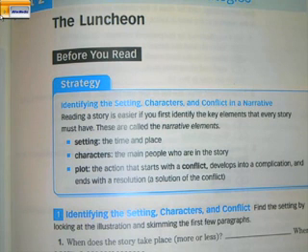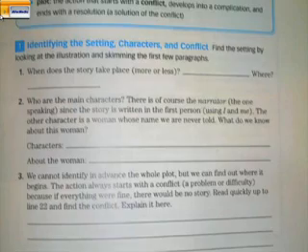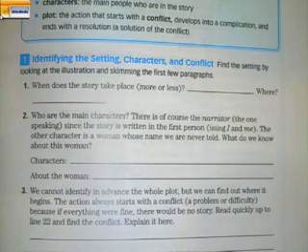So the plot is the action that starts with a conflict, develops into a complication, and ends with a resolution or a solution of that plot. So the story starts like this, with a plot, until it reaches what is called a climax. A climax is the highest point of the conflict or the problem between the characters, and then you will find it descending to a solution, and then the story should end with a solution of the problem. So here we have some questions about the short story, trying to identify the setting, characters, and conflict.